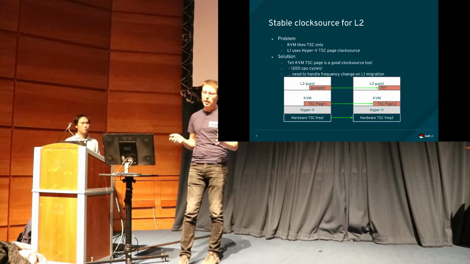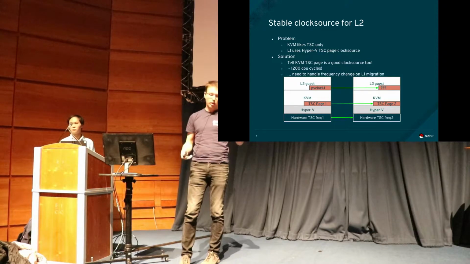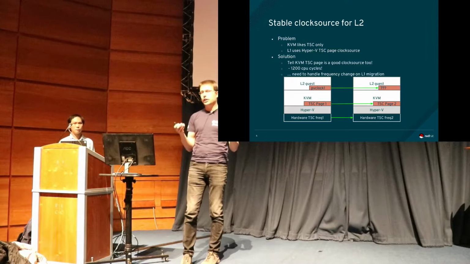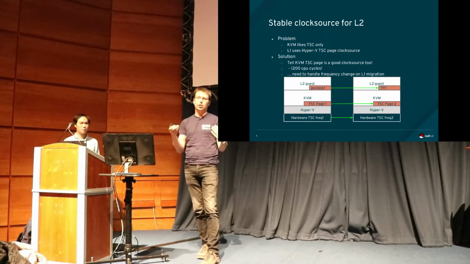Both use the same idea. It's basically a page which is shared with your hypervisor, which has two numbers: a multiplier and an offset. You get your TSC reading, and TSC, for those who don't know, is a register in your CPU, so you can read it very fast even from your software.